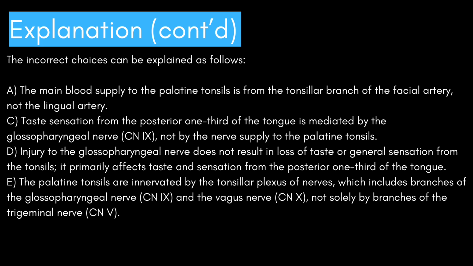D, injury to the glossopharyngeal nerve does not result in loss of taste or general sensation from the tonsils. It primarily affects taste and sensation from the posterior one-third of the tongue. E, the palatine tonsils are innervated by the tonsillar plexus of nerves, which includes branches of the glossopharyngeal nerve, cranial nerve 9, and the vagus nerve, cranial nerve 10, not solely by branches of the trigeminal nerve, cranial nerve 5.